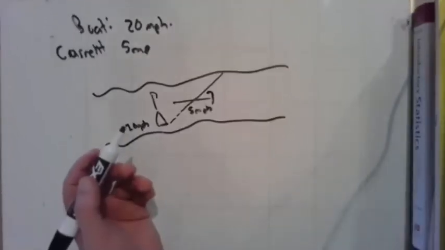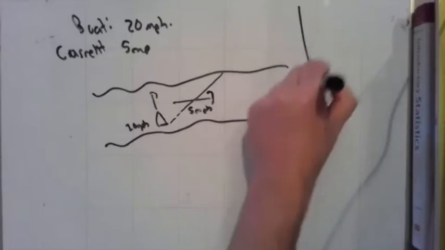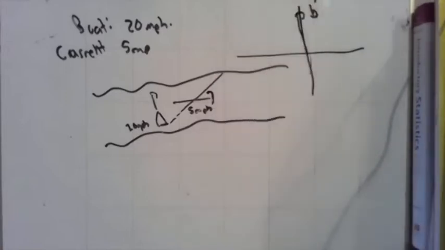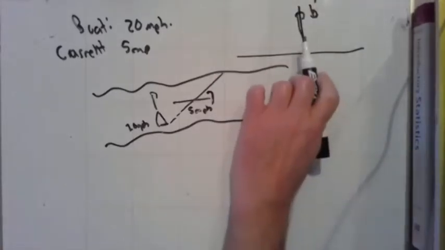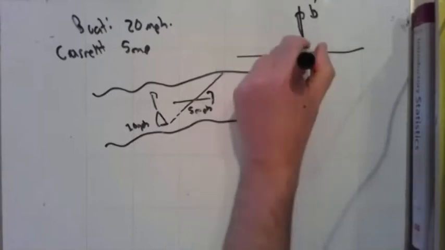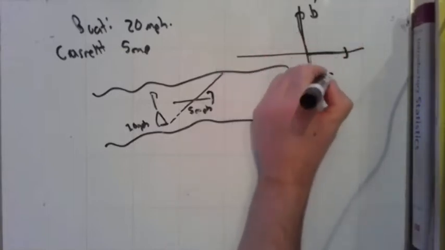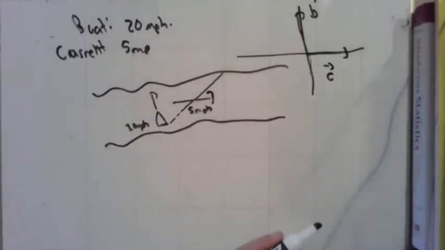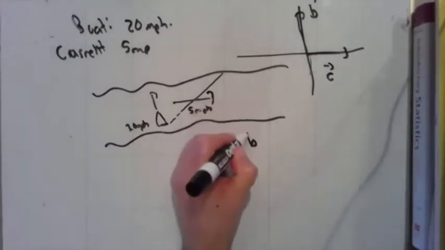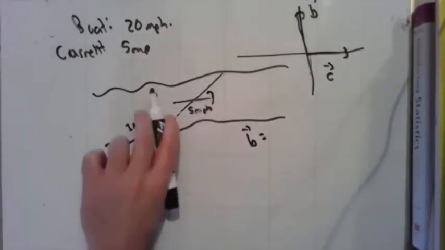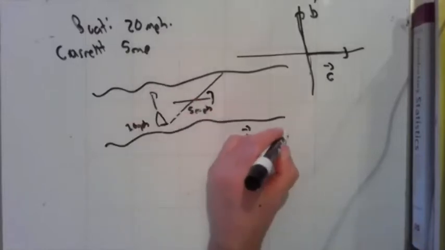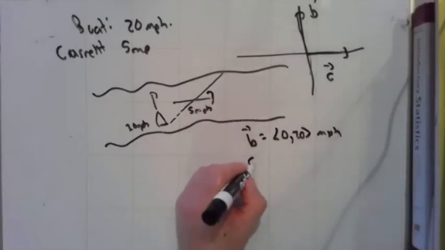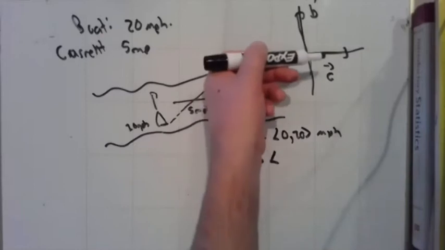So we write both of these as vectors. Let's say our boat vector, let's call it vector B, tries to go straight up, and our current vector, we'll call it vector C, tries to go straight to the right, according to the picture I've drawn. My vector B is trying to go straight up in the y direction, so it wants to be 0, 20 in miles per hour. And my current vector wants to point straight along the x-axis.